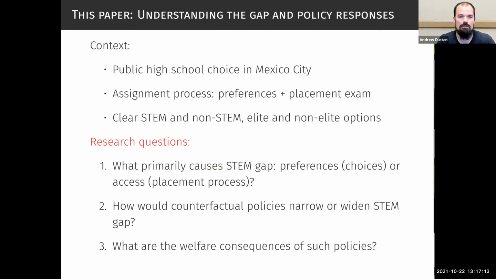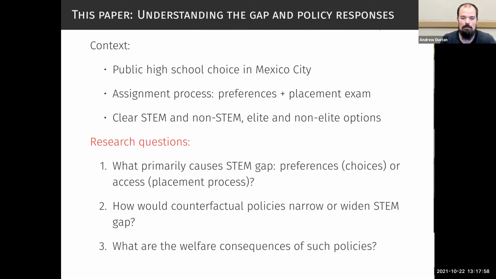Okay, so what we want to do in this paper is to look at the public high school choice system in Mexico City, where you have this assignment process that allows you to observe revealed preferences and the placement exam that takes those preferences and maps them into assignment outcomes. This is a setting in which there are clear STEM and non-STEM options. And that dichotomy exists both at the level of elite schools and at the level of non-elite schools. So we can get at a little bit more richness of preferences for STEM by gender. And in studying this context, we think we can answer pretty satisfactorily these following three questions.